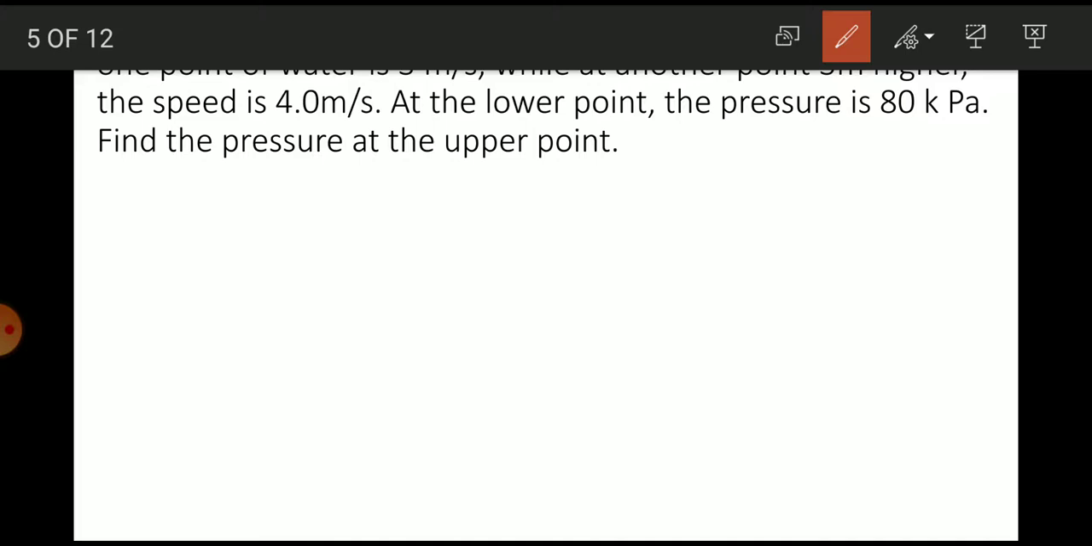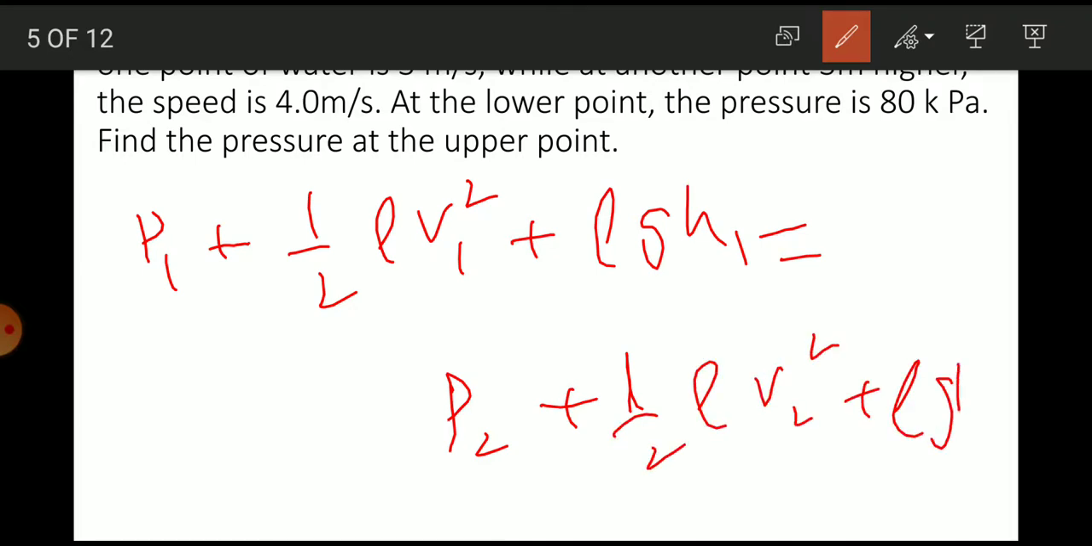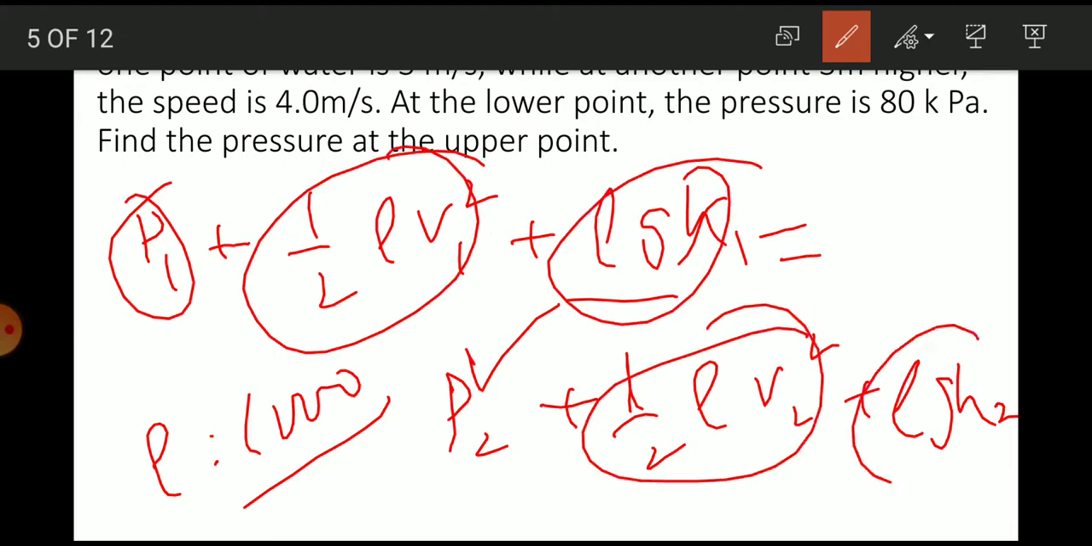Applying Bernoulli equation, P1 plus 1 divided by 2 rho v1 square plus rho g h1 is equal to P2 plus 1 divided by 2 rho v2 square plus rho g h2. So h is given, these are constant, these are given. Density of water is 1000 kilogram per meter cube. You can find the value of P2. P1 is given, this is given, so do it.